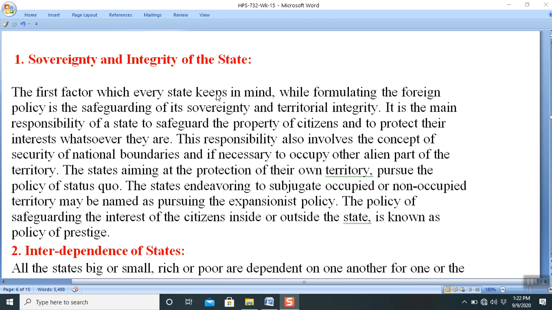Fine. Clear? Because all the states are always in clashes. Clear? History and development actually is the story of the human clash.